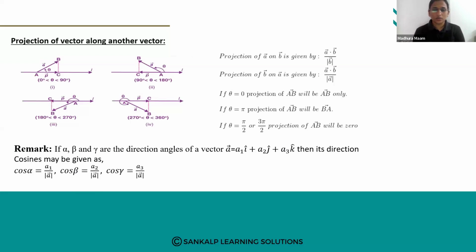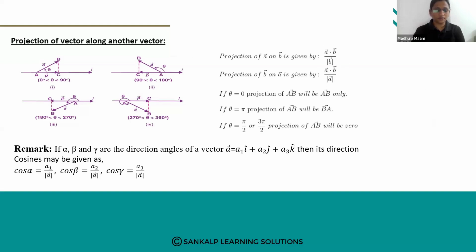What is projection? Suppose this is a vector A. This is vector B. If you are projecting the vector A on B, then it is given by A dot B divided by magnitude of B. If you are projecting the vector B on A, then it is A dot B divided by magnitude of A. This is very important.